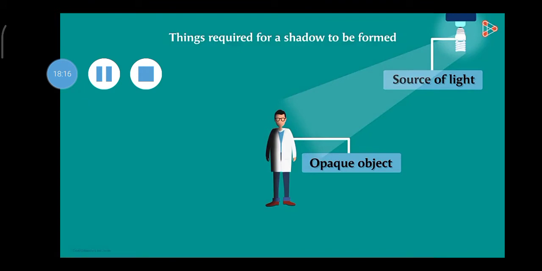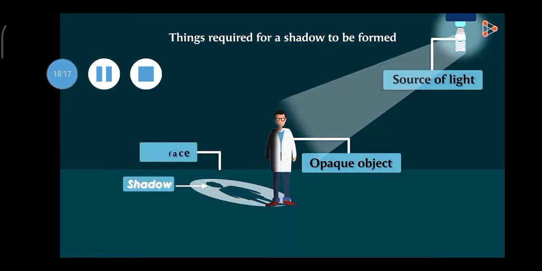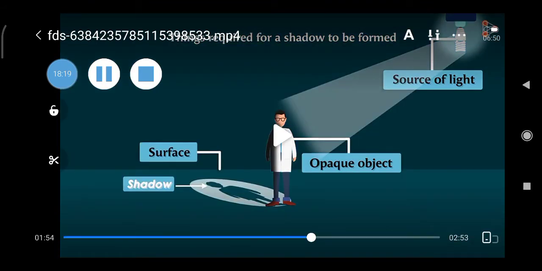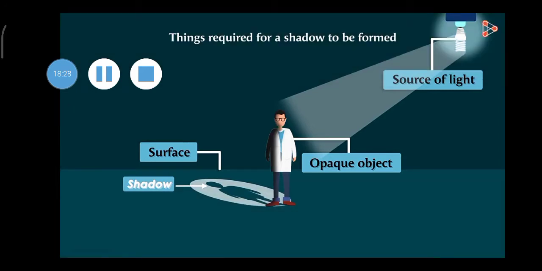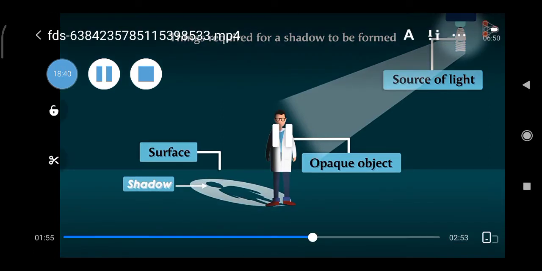What does this tell us? A surface on which a shadow can be formed. So if we want to see the shadow, we need a screen or a wall, and also a source of light and an opaque object. If one of them is missing, you cannot see the shadow. That surface will make us see the shadow.